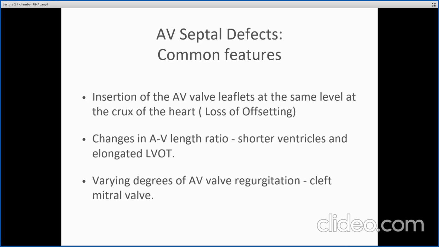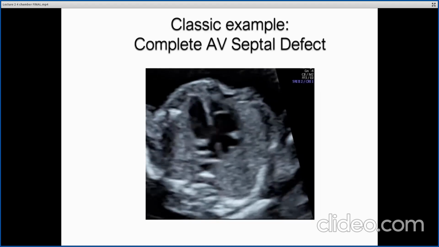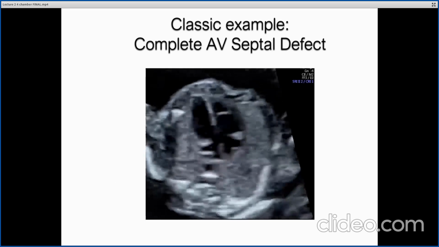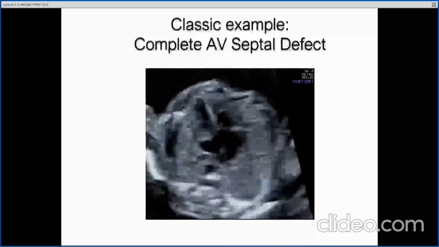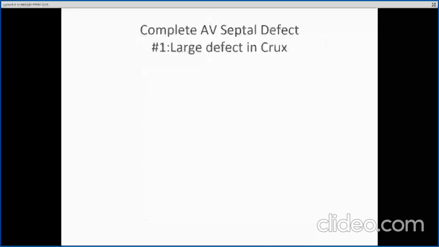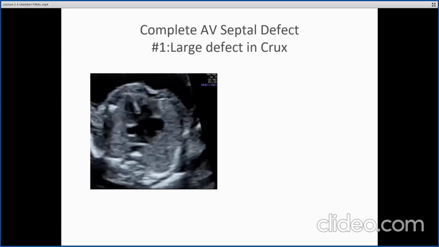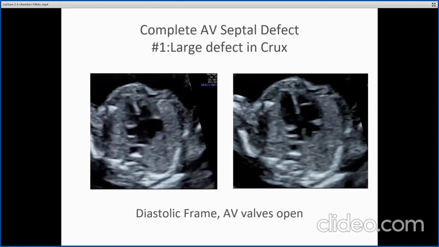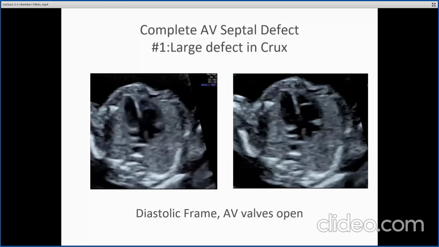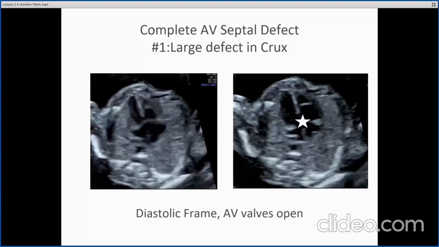Atrioventricular septal defects are one of the most common abnormalities of the fetal heart. So this movie is showing the classical example of complete AV septal defect. We can see that the four chambers of the heart are intact, but there is a defect in the center of the heart. The first feature of the AV septal defect is a large defect in the crux of the heart, which we can see in the movie and illustrated in this picture very nicely. The defect is better appreciated in the diastolic frame with the valves in open position. And then we see a defect in the center of the heart as shown by the star.